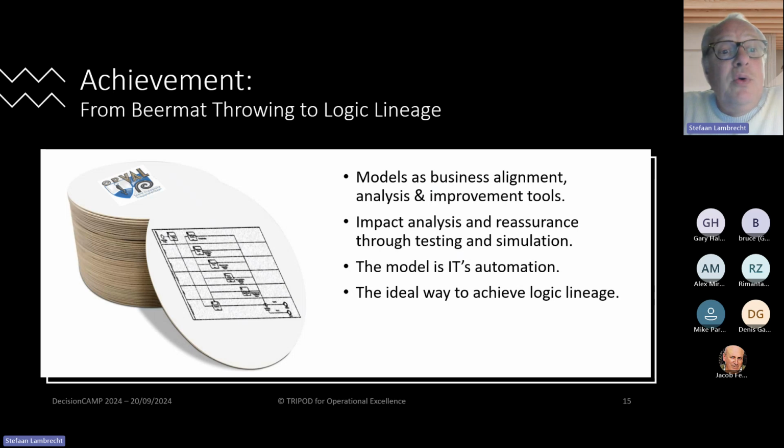And what we do here is a different approach. In fact, we put the business at the steering wheel of its own business logic and process logic and case management logic. They put it in models, and when the models are ready and tested and simulated, the model is in fact already the automation.